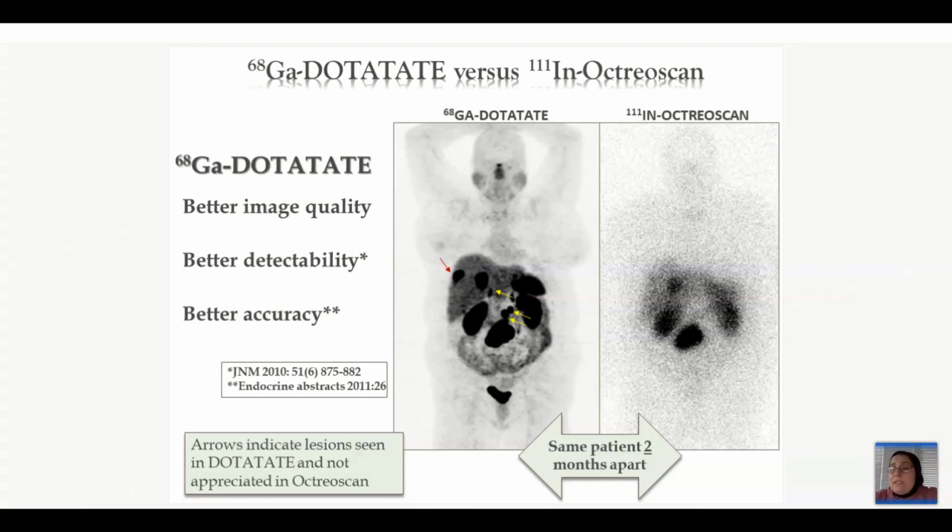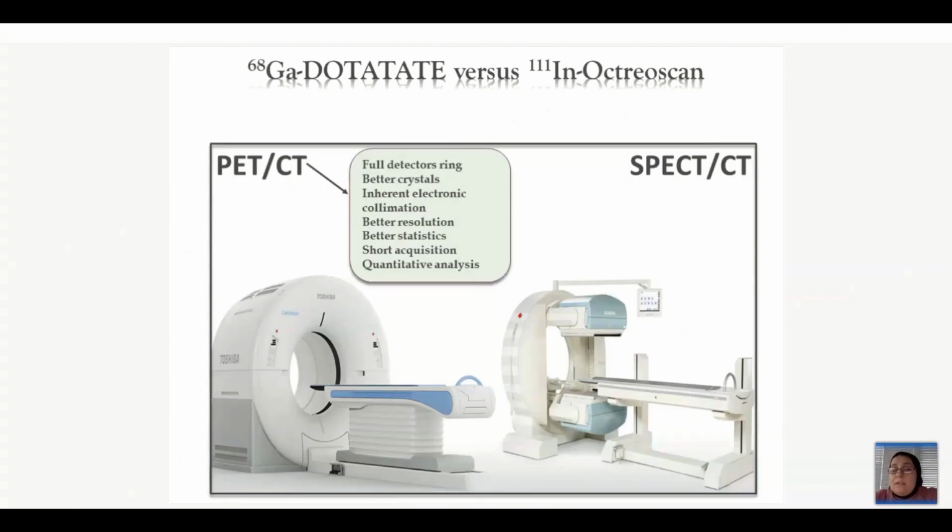But you can easily see here the image quality is much better with dotatate. The detectability is much better. All these lesions with arrows, I cannot really see in the Octoscan. They are clearly recognized on the dotatate. So it's better image quality, better detectability, better accuracy. Why is that? It's because the PET-CT scanner is higher technology, a much better scanner than SPECT-CT. Plus the characteristic of the radioactive material is different. That makes any PET tracer better than any SPECT tracer.